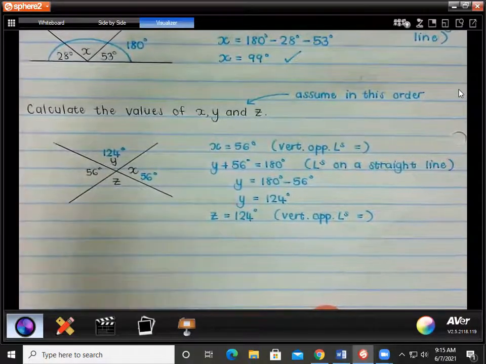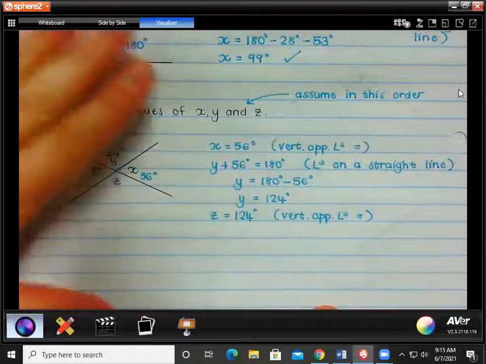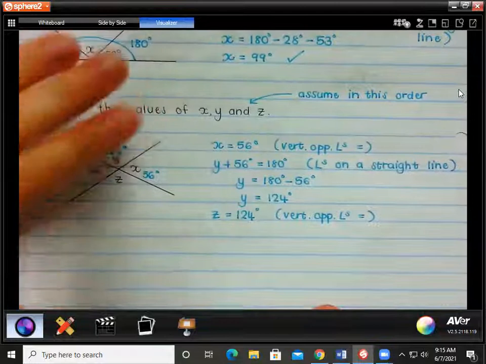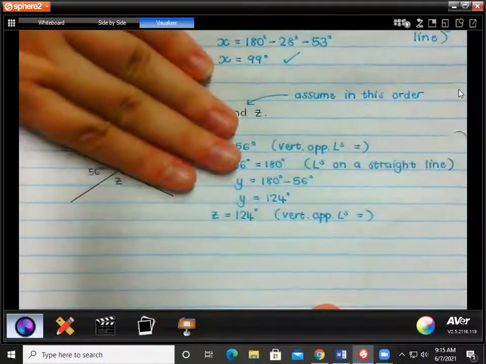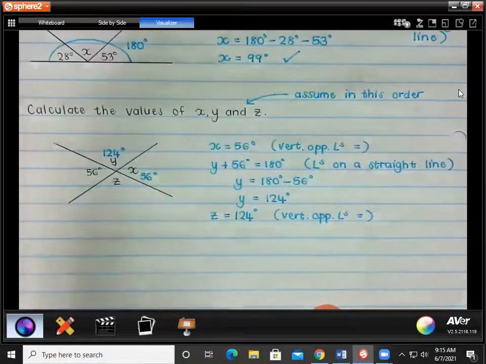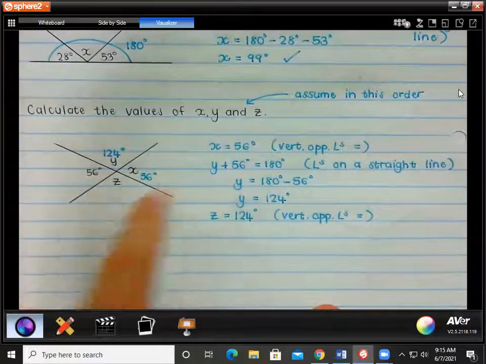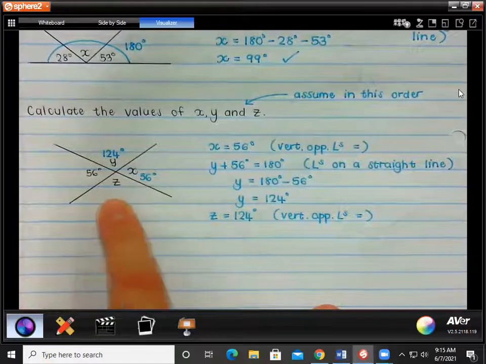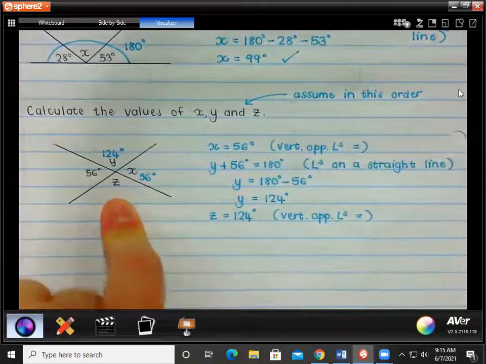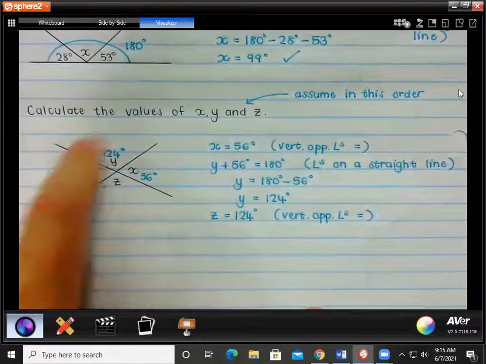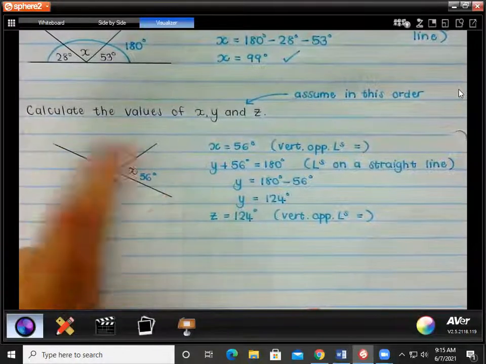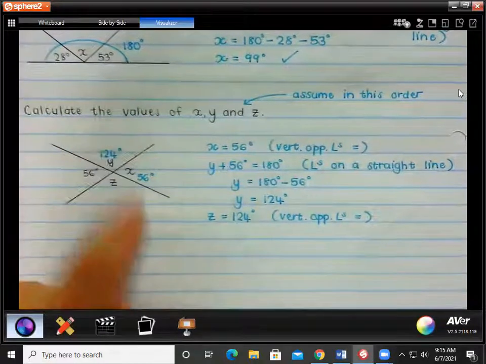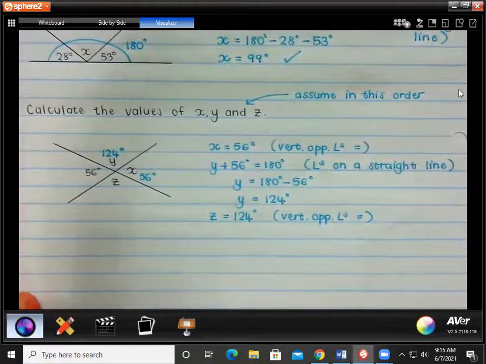Or you could have done the same thing that we did to get y. You could have worked there with angles on a straight line. You would have gotten the same answer. Or we now have 4 angles around a point, right? We know the value of 3 of them. So if we want to find the fourth one, you could say 360 minus those 3 angles around a point. That would give you the same answer. But the quickest way would just be to do vertically opposite angles.